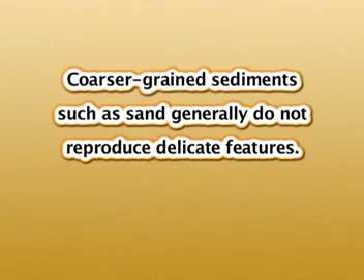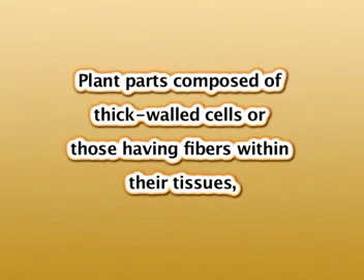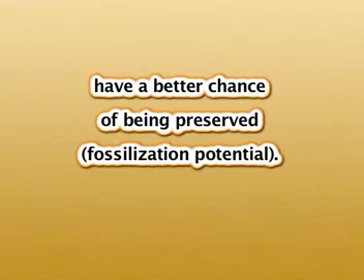Burial of the remains in sediment occurs where they are less likely to be disturbed. Plant parts are best preserved in the very fine-grained silicates and shales, which are the lithified muds of the ancient deposits. Such sediments generally yield excellent fossils because the small grain size preserves minute details of the leaf. Coarser-grained sediments such as sands generally do not reproduce delicate features. Plant parts composed of thick-walled cells or those having fibers within their tissues have a better chance of being preserved, that is, good fossilization potential.